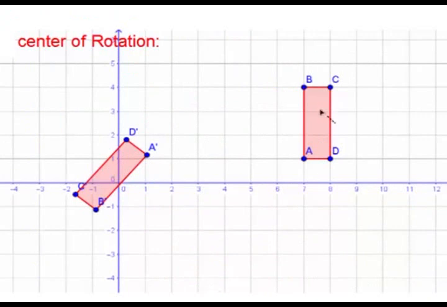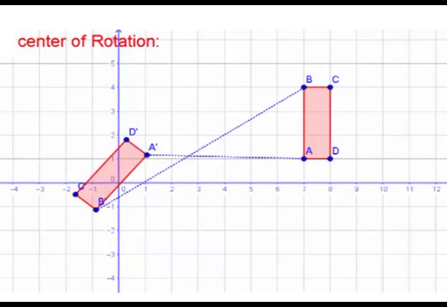Now, enough with cheating. Let's have one example and find the center of rotation without the software. This time we have a rectangle ABCD and a rotation of itself. Connect A to A prime and do the same with B and B prime. Those 2 are enough.